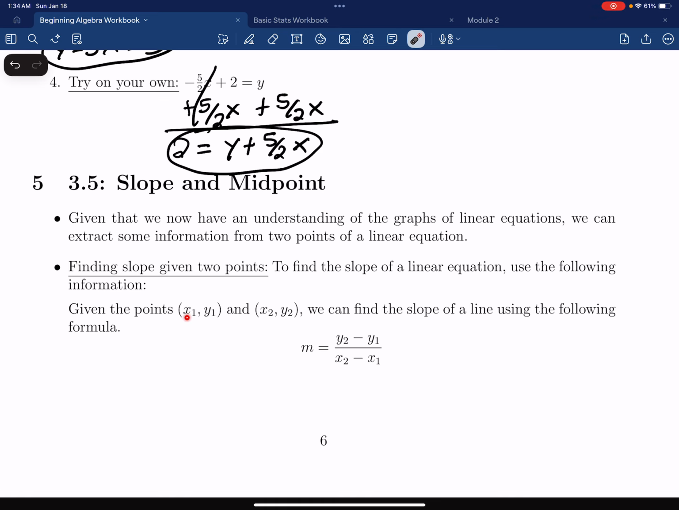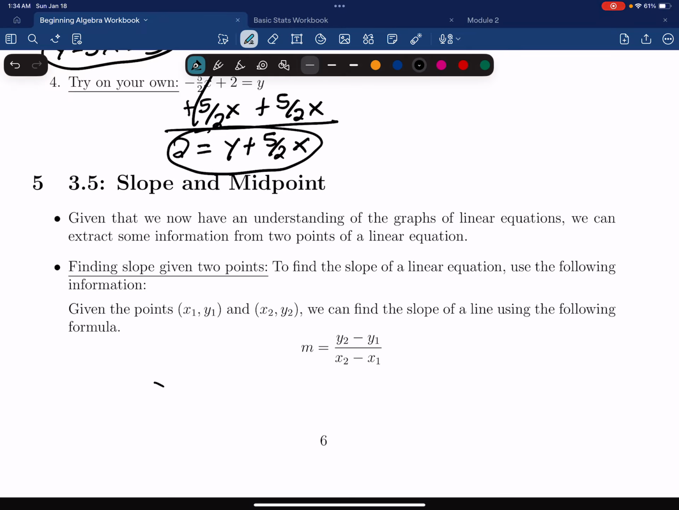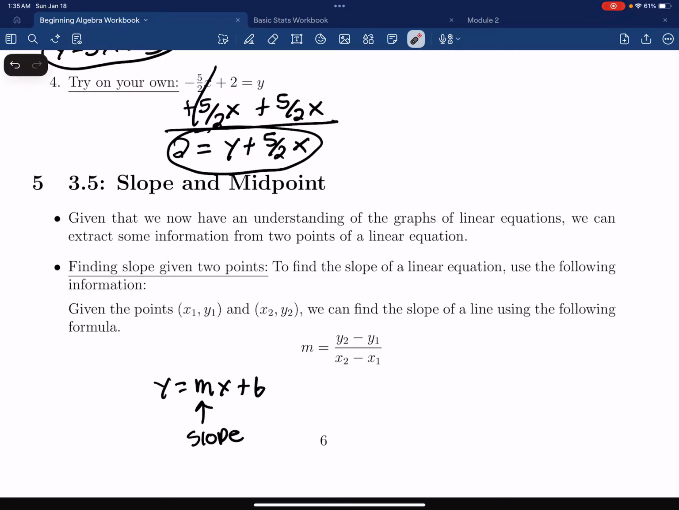Given the points x1, y1, and the point x2, y2, we can find the slope of a line using the following formula. So we have m. Now the letter m comes from the formula y equals mx plus b, where m is our slope. So that's why this formula is set equal to m.